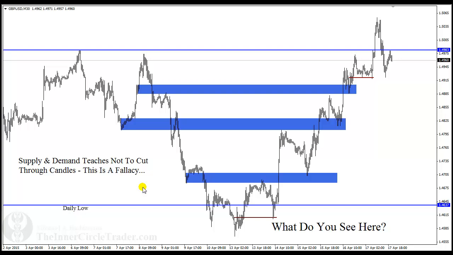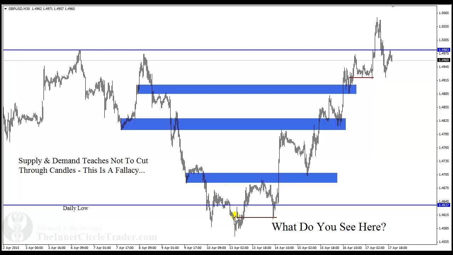It does not give you institutional perspective. It just gives you part of it, okay? And they teach not to cut through candles. It's a fallacy. Here's that daily low, 146.37. Okay, the market dips below it, dips below it again, dips below it again.